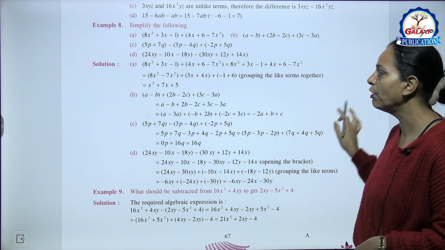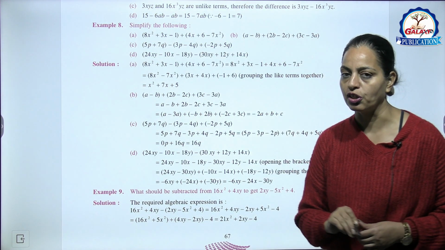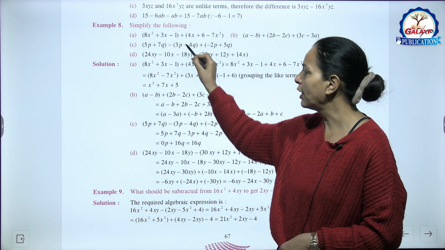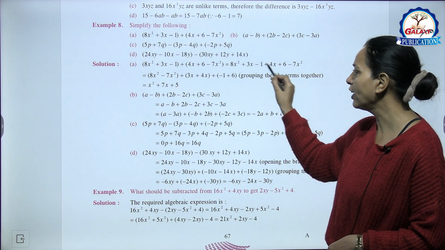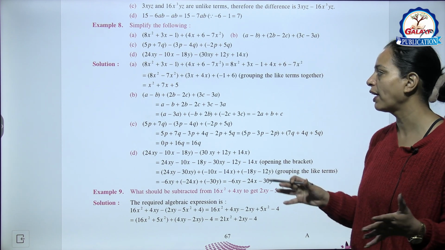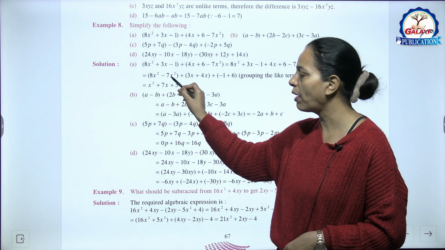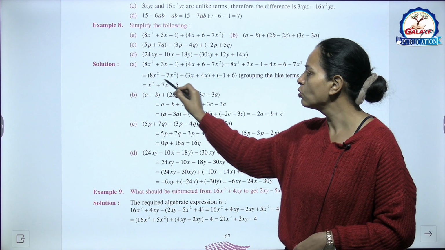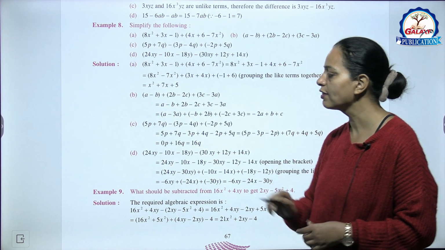Now example 8, simplify the following, like A part here, one expression plus the second expression. Now what to do? First bracket as it is, then plus sign, second bracket as it is. Now we can see we have x², x and constant here. So we are combining x², we are combining x, and we are combining constant. So what are we getting? 8x² minus 7x² plus 3x plus 4x minus 1 plus 6. So what are we getting? 8 minus 7, 1x² plus 7x plus 5.